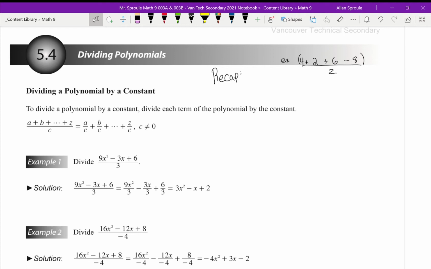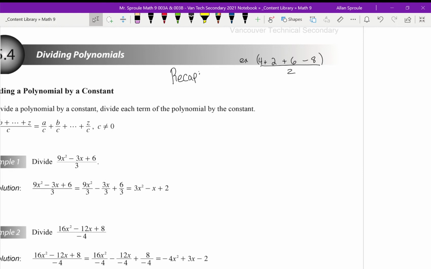Today we're going to talk about dividing polynomials. If you remember last class, we talked about multiplying polynomials. In this case, we're going to divide them. So first off, I want to do a bit of a recap with an example here.